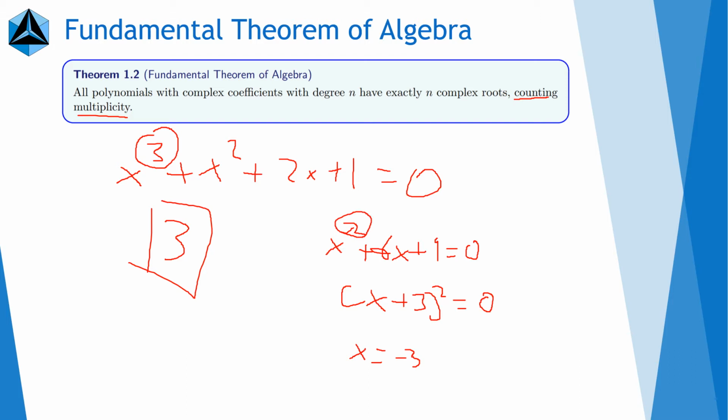So what's going on here? The reason this doesn't violate the fundamental theorem of algebra is that this has multiplicity 2. Notice how in the factored form we have a power of 2. That means a multiplicity of 2, and so we say that x equals -3 is a solution, but x equals -3 is also the second solution.